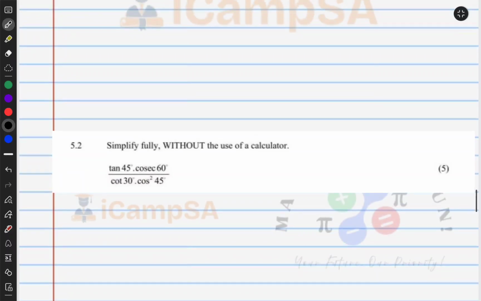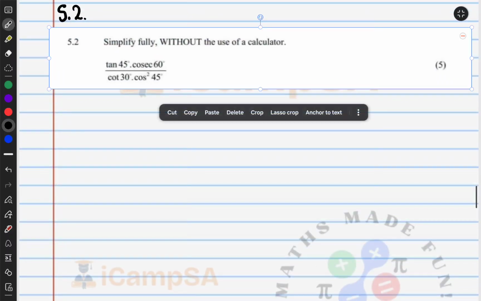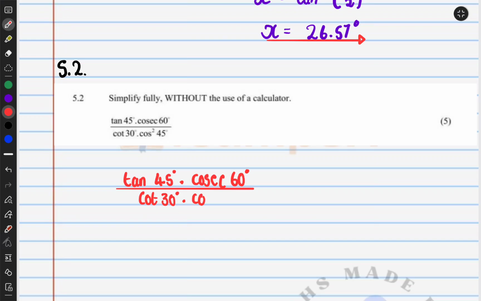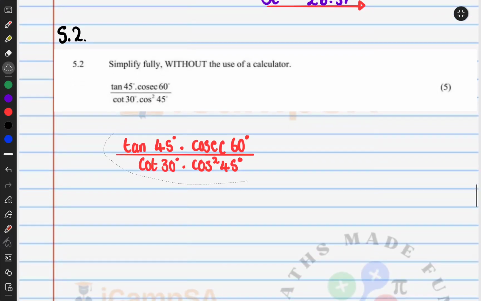This is our 5.2. Simplify fully without the use of a calculator, and we are given tan 45 degrees multiplied by cosec 60 degrees over cot 30 degrees multiplied by cos squared 45 degrees. So we are dealing with special angles.